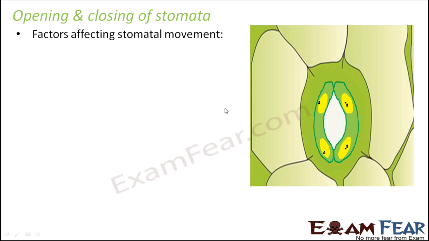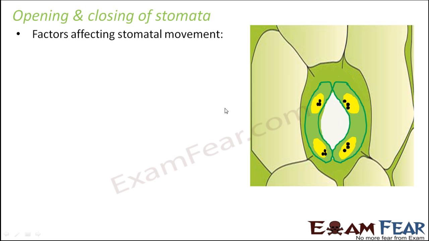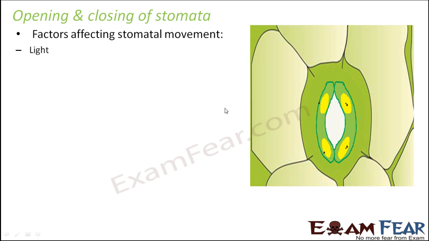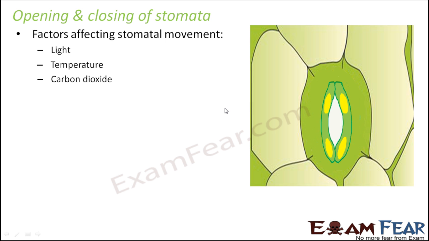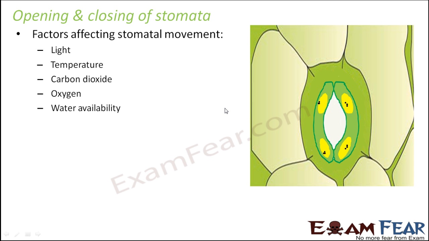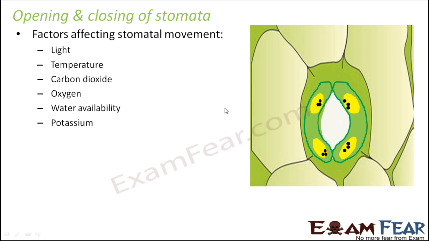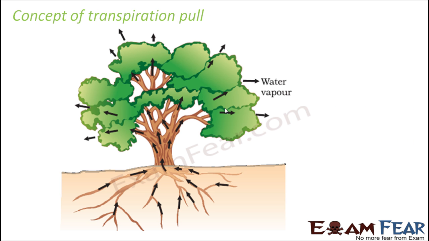Similarly, when they go far away, it gets opened properly, so proper exchange of gases can take place. Now there are various factors which can affect the movement of the stomata, that is the movement of the guard cells. For example, light, temperature, carbon dioxide, oxygen concentration, availability of water, concentration of potassium ions.